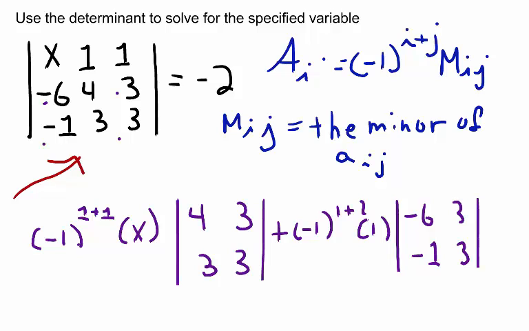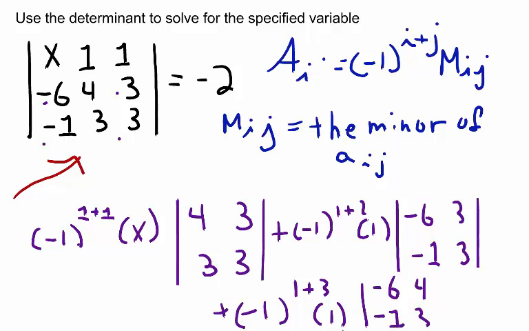Plus -1 raised to the power of 1 for row 1 plus 3 for column 3, times 1, times the minor of row 1 column 3, which is -6, 4, -1, 3.